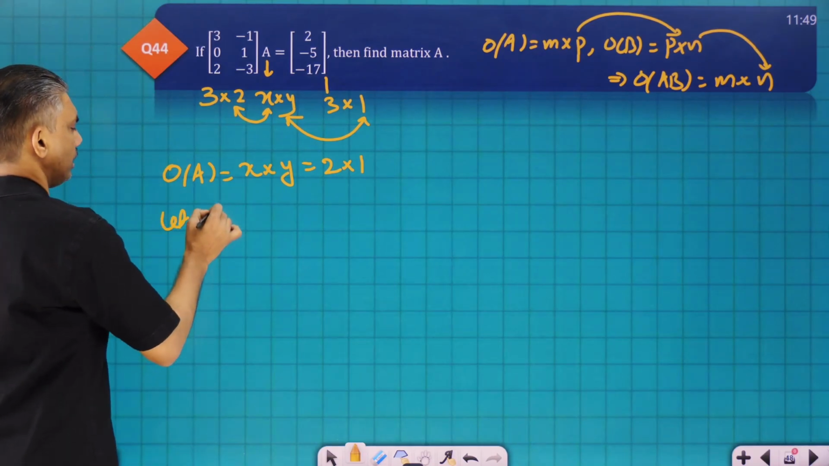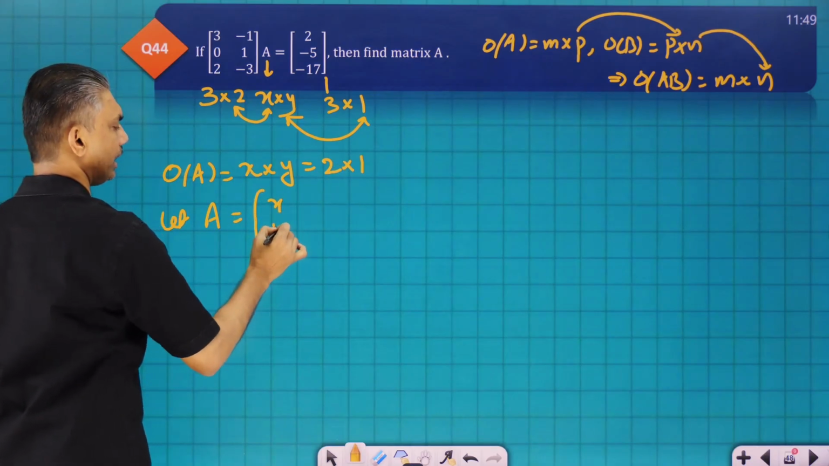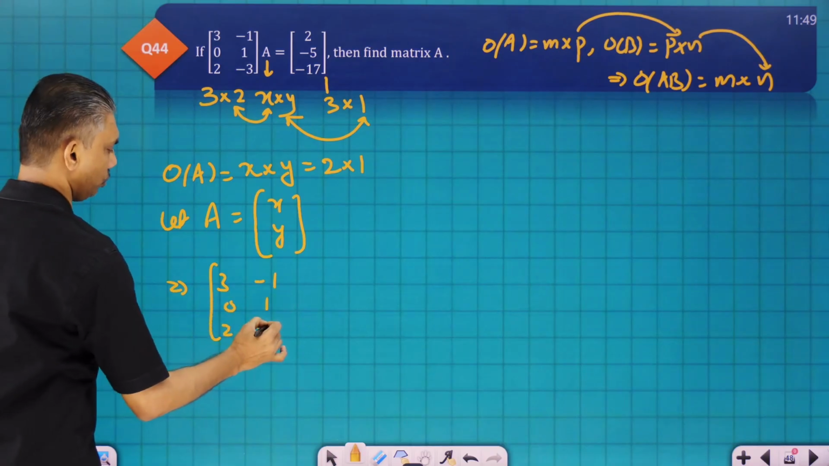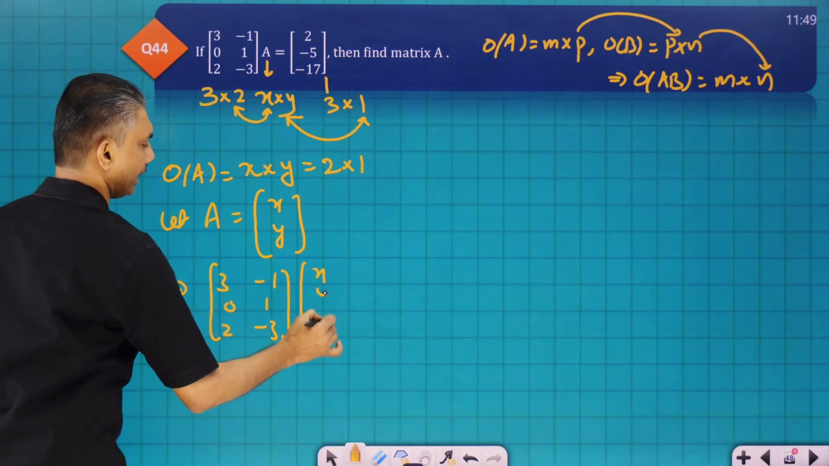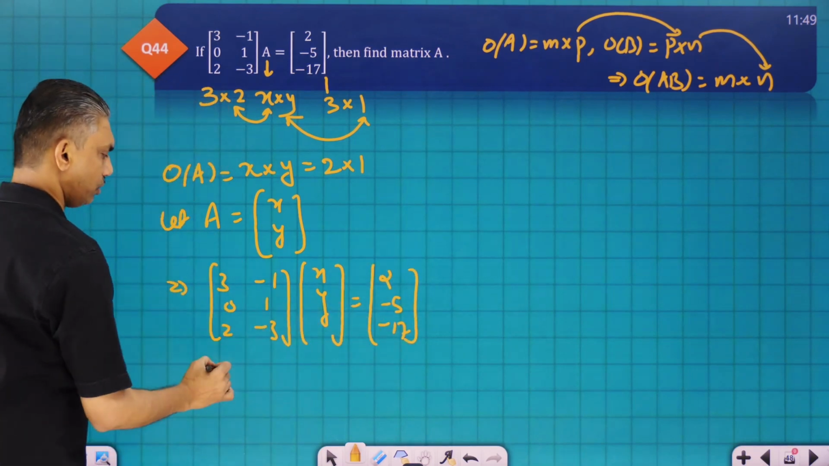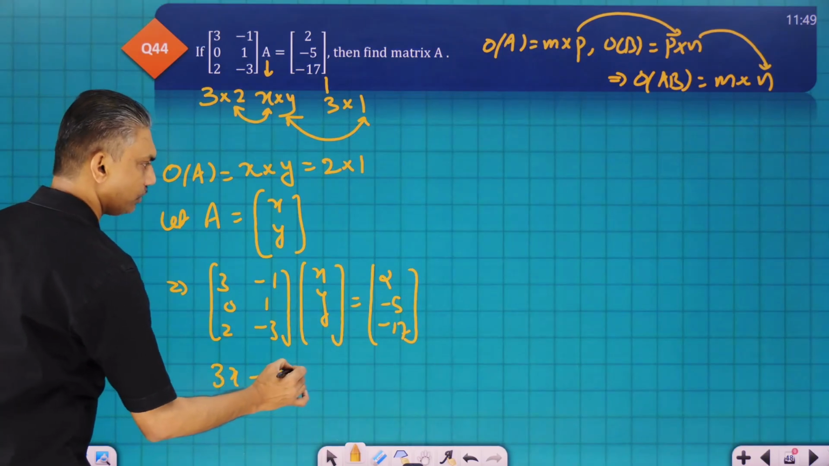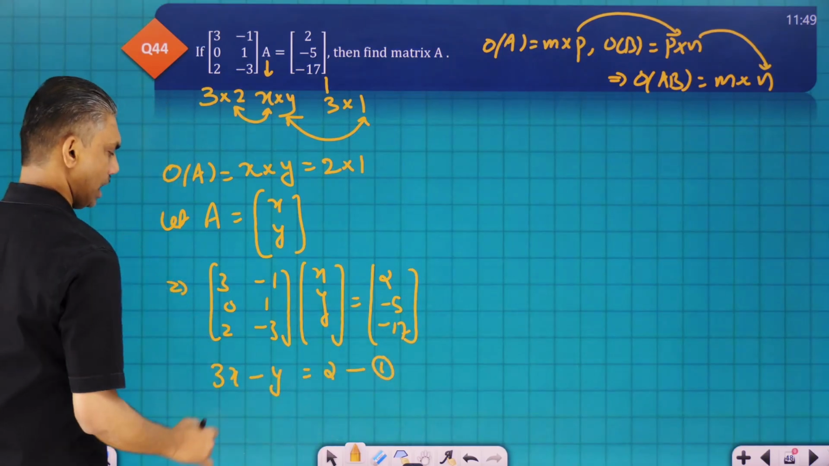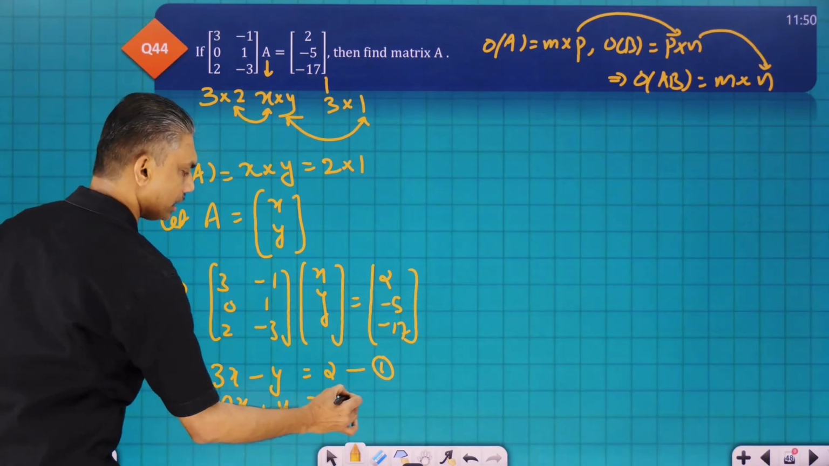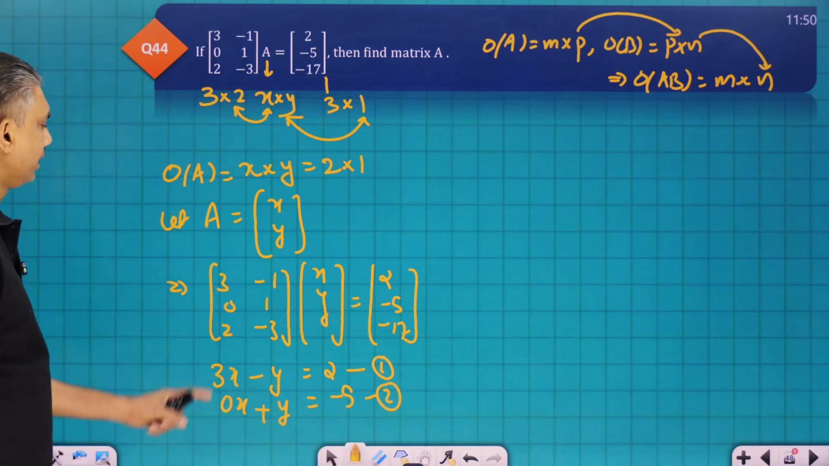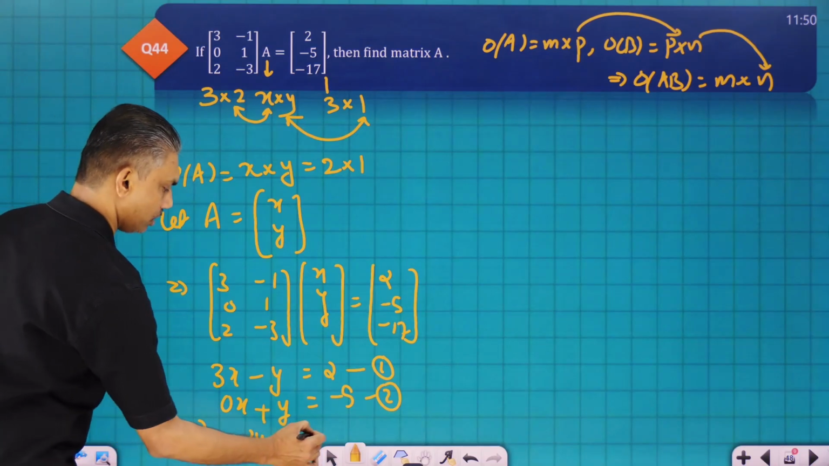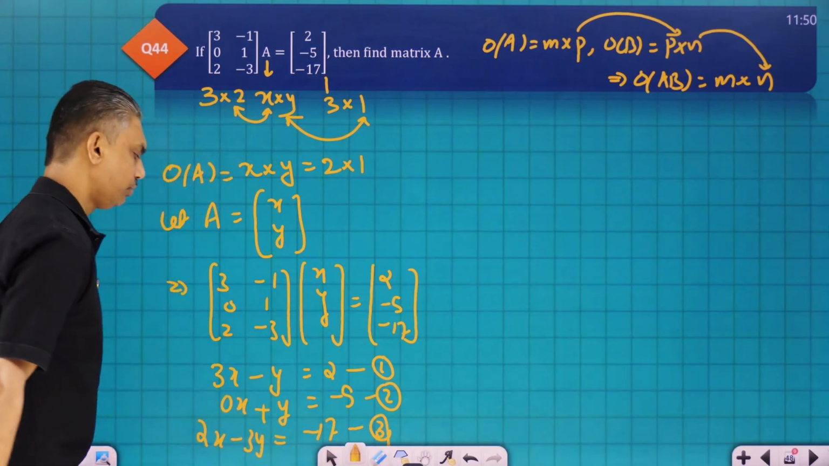Now, let A equal to 2 rows and 1 column, X, Y. Therefore, [3, -1; 0, 1; 2, -3] into [X; Y] equal to [2; -5; -17]. So we got three equations. 3x minus y is equal to 12, and 0x plus y equal to minus 5, and then one more equation, 2x minus 3y equal to minus 17. Now we have three equations.